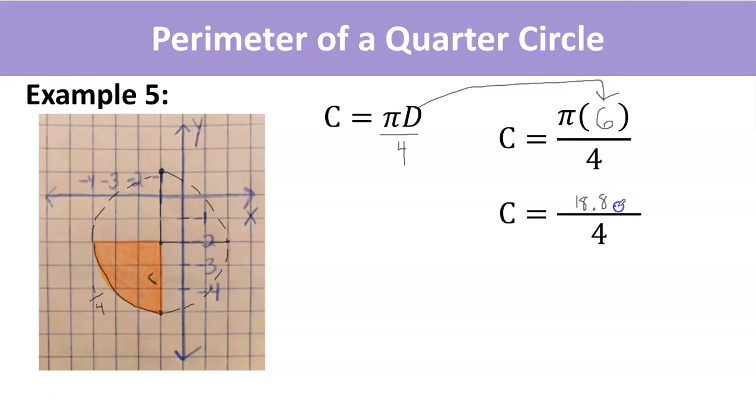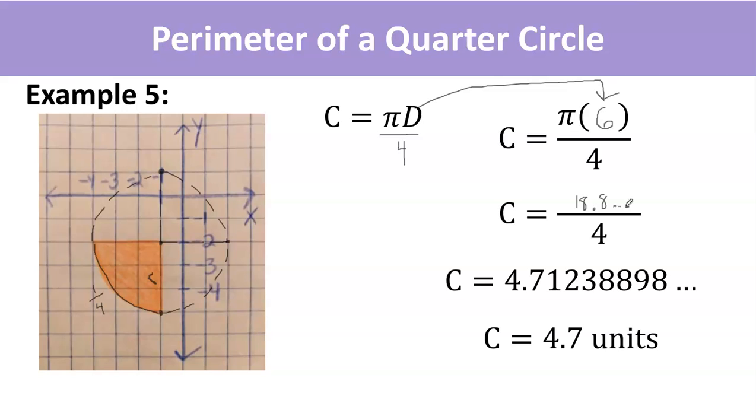18.8, etc. And then I'm going to take that long number in my calculator, divide it by 4, and I get another long number, and then I'm going to round it to 4.7 units. So this curved edge, the length is equal to 4.7 units.